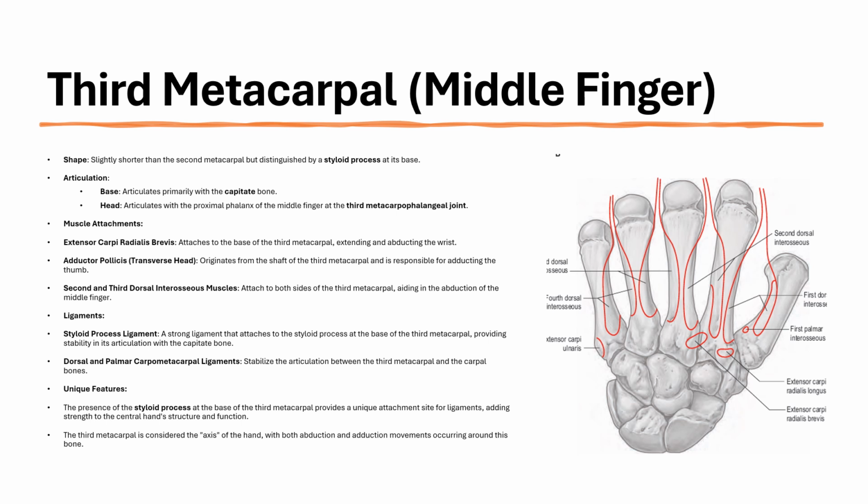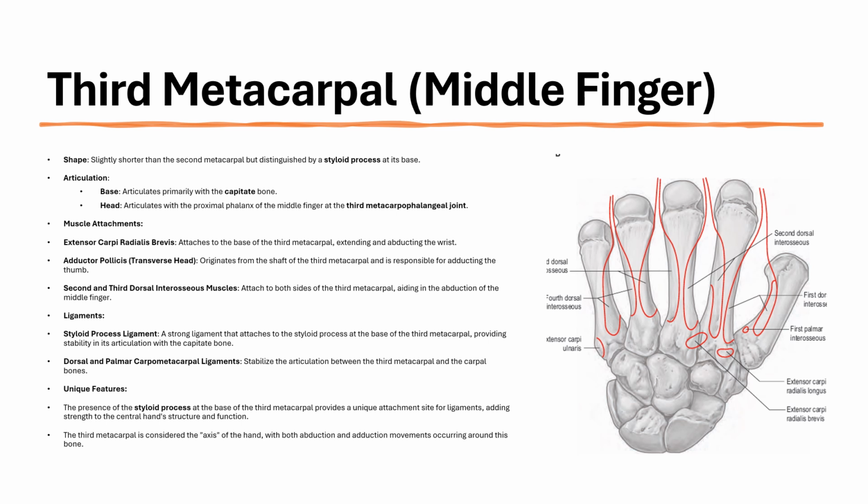The ligaments: the styloid process ligament attaches to the styloid process at the base of the third metacarpal and provides stability in its articulation with the capitate bone. The dorsal and palmar carpometacarpal ligaments stabilize the articulation between the third metacarpal and the carpal bones.